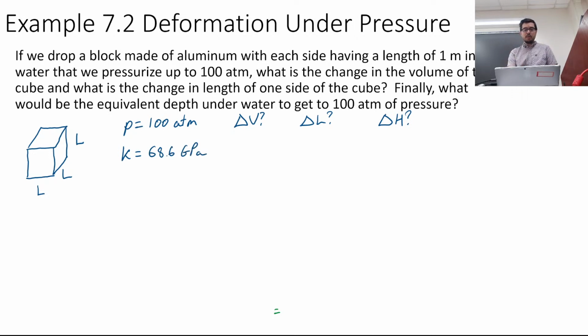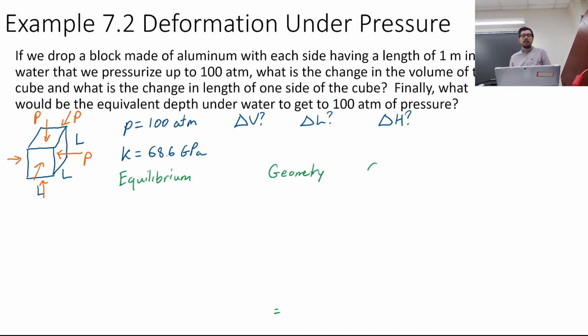We want to know what is the change in volume, we want to know what is the change in length, and we want to know how deep. H is how far underwater would be equivalent to getting to 100 atmospheres. So aluminum from the previous slide has a bulk modulus of close to 70 gigapascals, which is close to its elastic modulus, which we just discussed. We're applying pressure, the same amount on all sides.